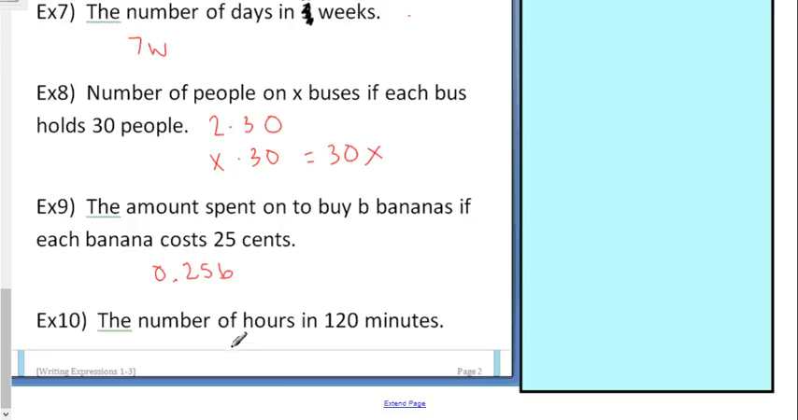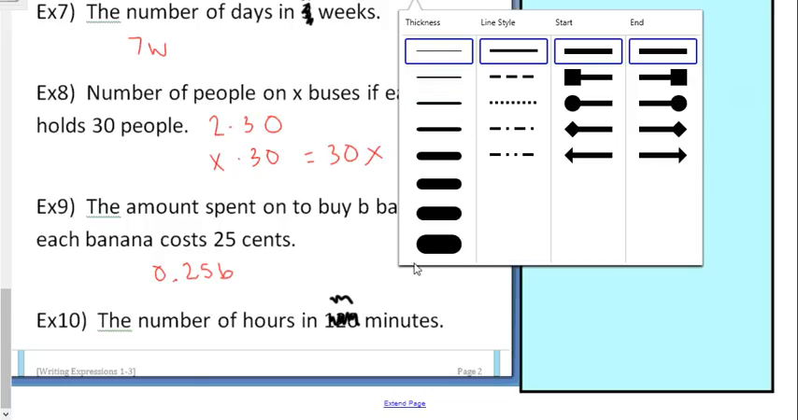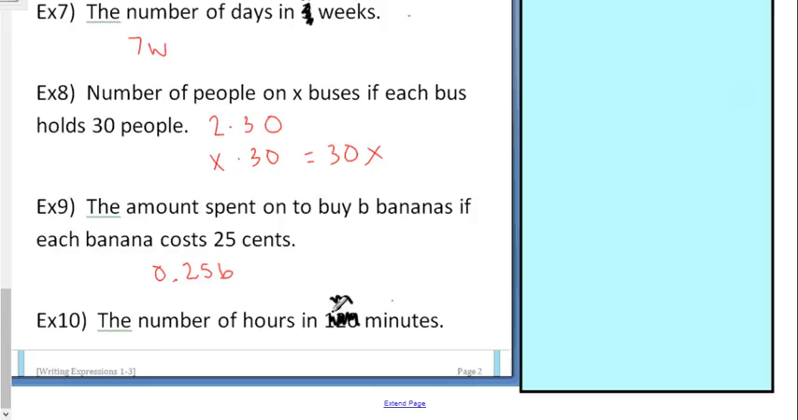All right, last problem. The number of hours in 120 minutes. Like I said earlier, we're going to change these up, and hopefully I'll catch this on your notes before I give them to you this year. But let's change the 120 to M, okay? All right, so the number of hours in M minutes. Now, when you do this problem, you're probably down to either 60M or M over 60. And a few of you might pick 60 over M.